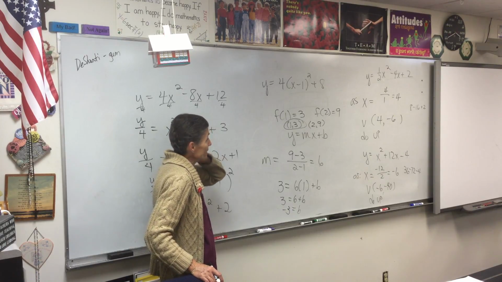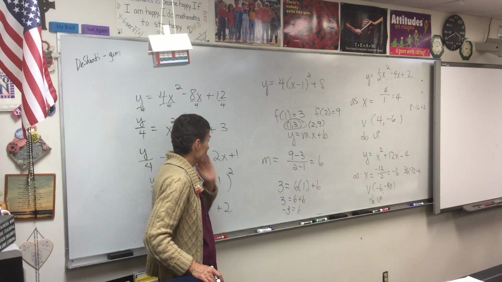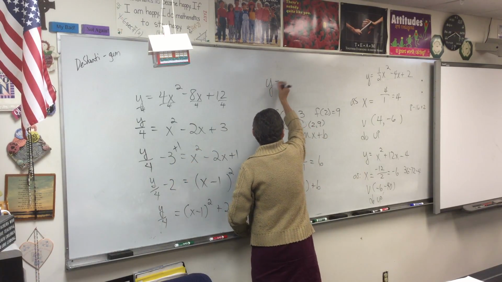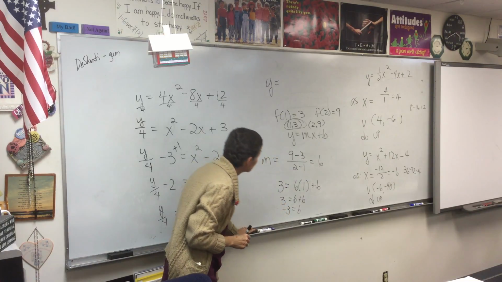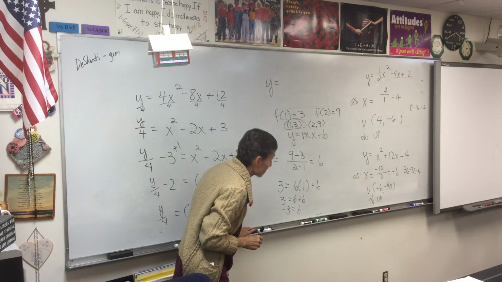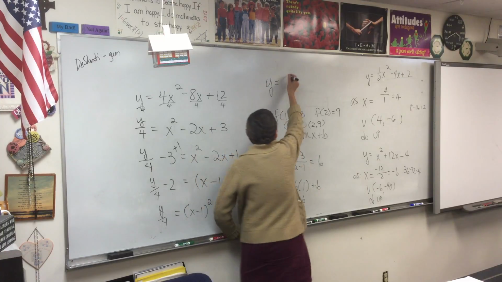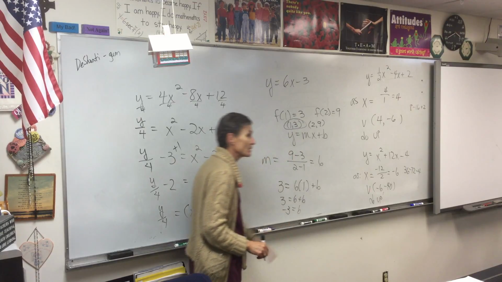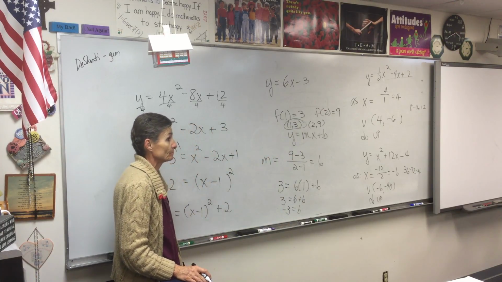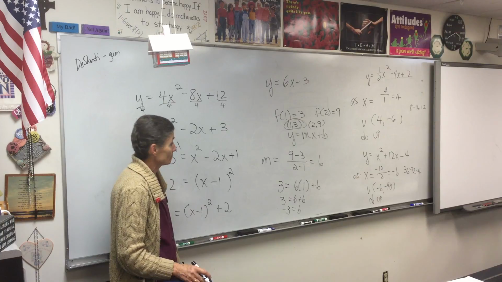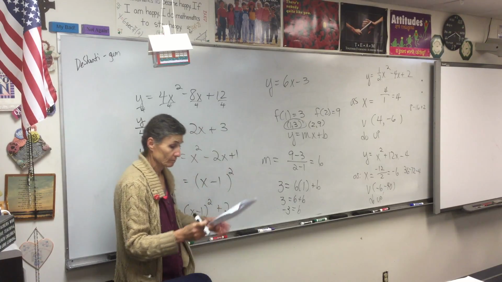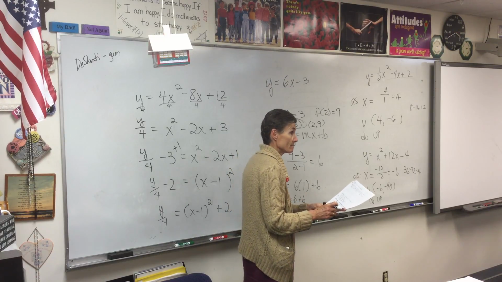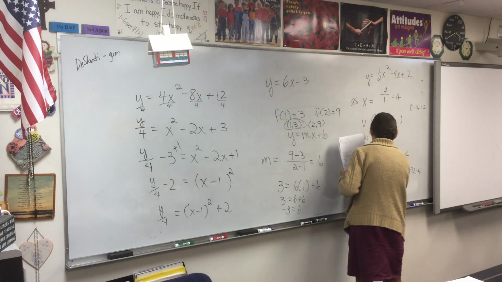But John, I haven't written an answer down yet. I've done my work. What will the answer be, John? Y equals? Minus 3. Yep, 6x minus 3. Didn't this require to be negative 3? Yeah. So it'd be 6x minus 3. Everybody good with that? Kids? All right.